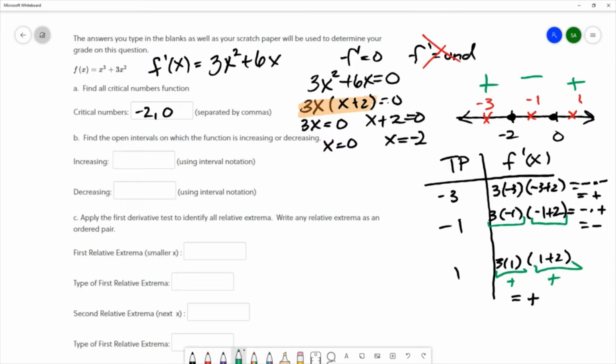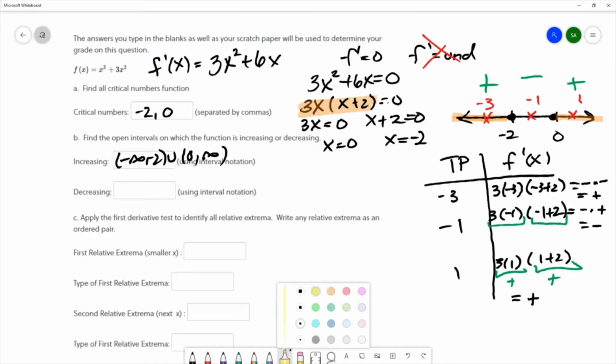So now we're able to state that on this interval here, our function is increasing, which is from -infinity to -2. And on this interval here, the function is increasing, and that is from 0 to infinity. The interval in the middle, because the derivative came out negative, that interval is decreasing, and that interval is from -2 to 0.